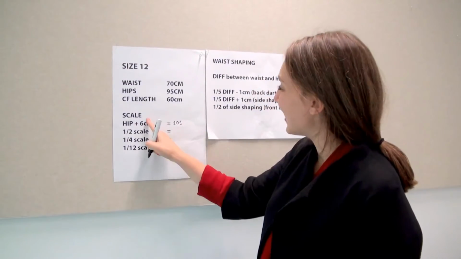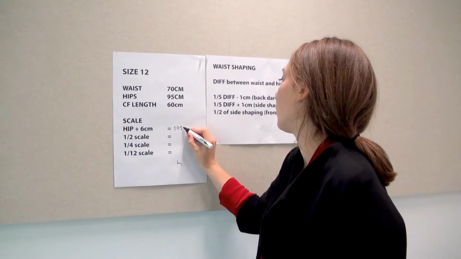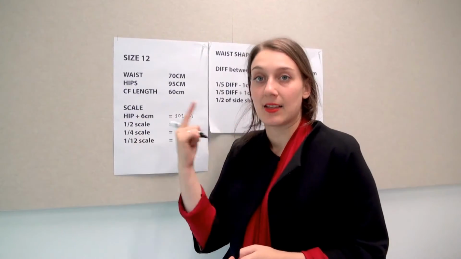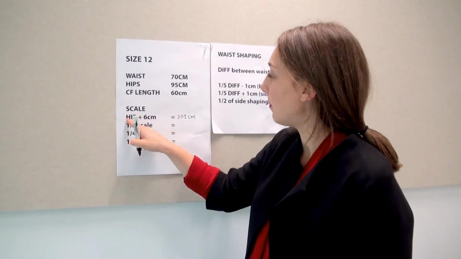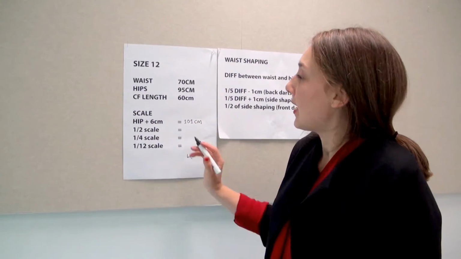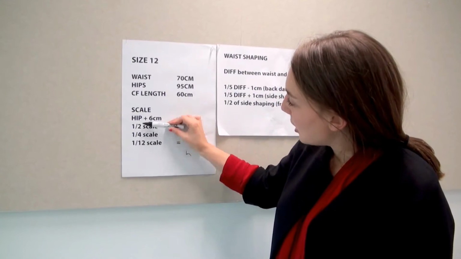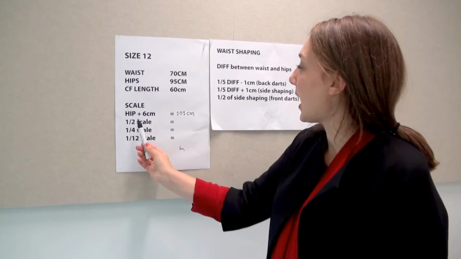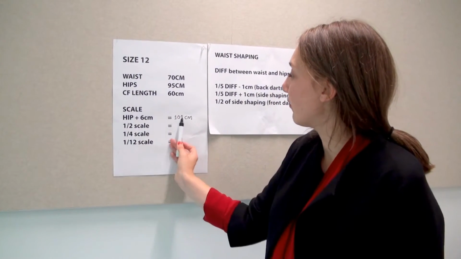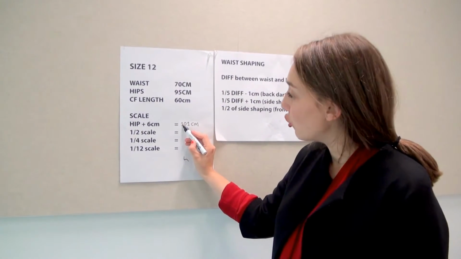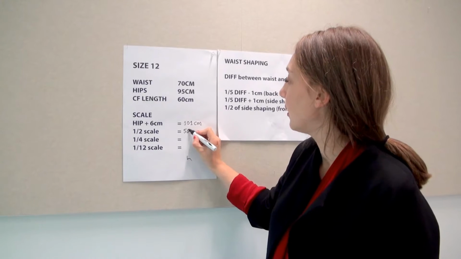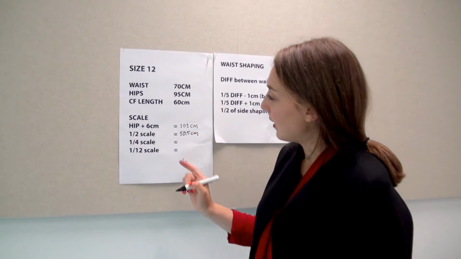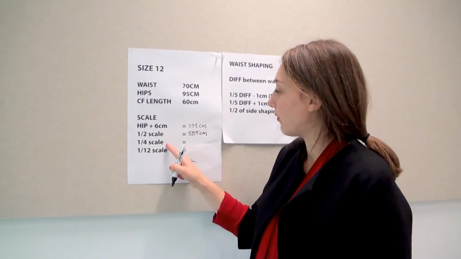Remember, if you think back to what we've been talking about in class, the 6 centimetres is the ease around the body. So hip plus 6 centimetres. Then it asks us to create other measurements from the scale. This one is the overriding scale, 101. It asks us to find what half the scale is. So half of 101 centimetres is 50.5 centimetres.